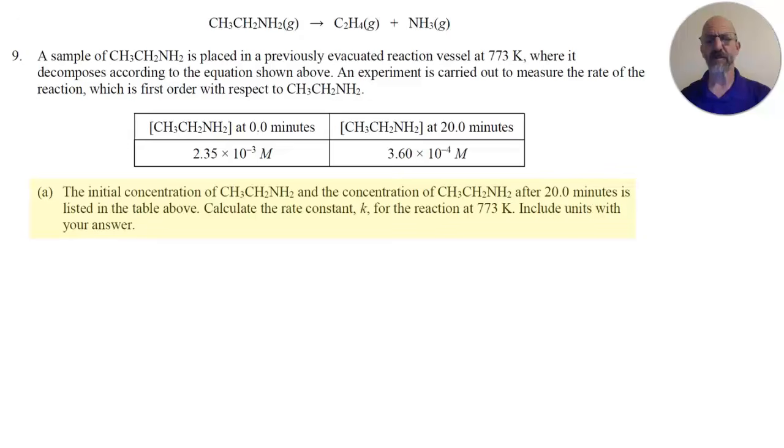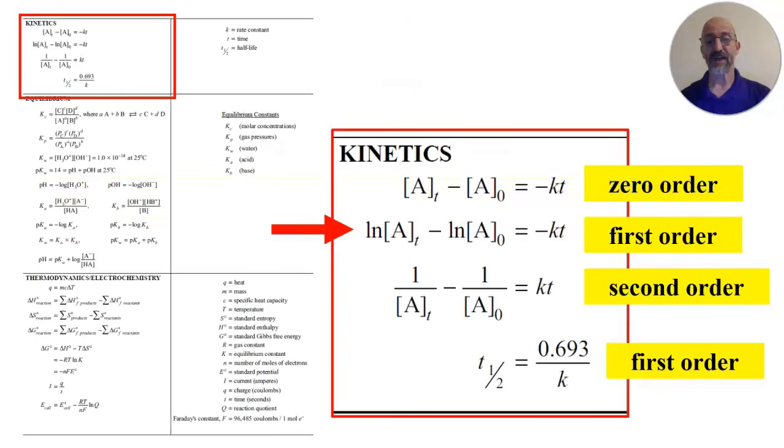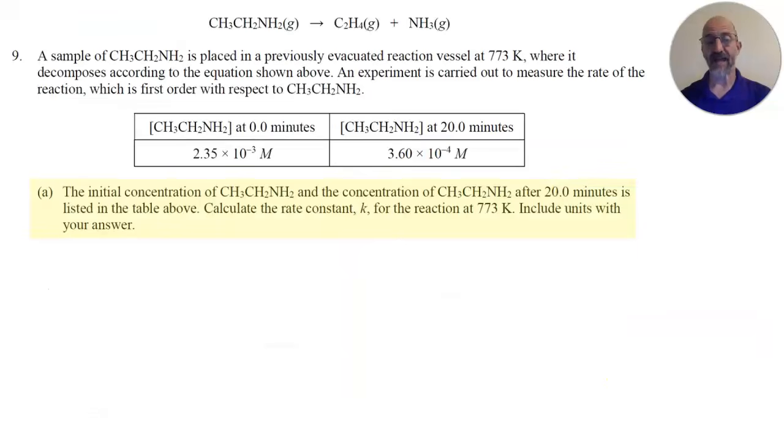so you might be a little stumped as to how we can do this problem. But remember, you have an equation sheet. And so they told us it was first order, so no, we're not going to use the half-life equation, but we can use this particular equation, which says the natural log of the concentration at time t minus the natural log of the initial concentration at time 0 is equal to negative k, the rate constant, times the time. If we plug in the information that we're given into this particular equation, we know everything except for the rate constant k.